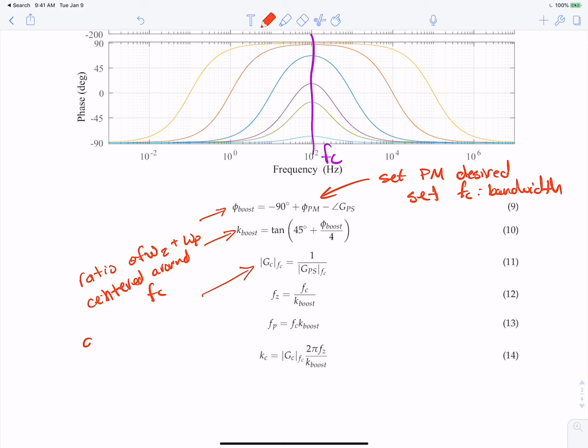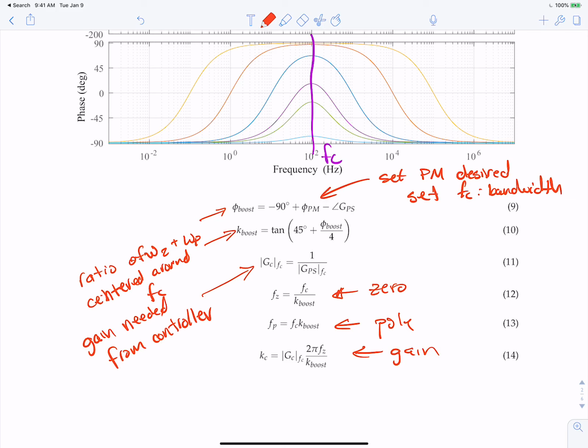This is the gain needed from the controller. Same thing. And once you calculate these three, equations 12 through 14 will give you the zero, pole, and gain of the controller. So this is the zero, this is the pole, and this is the controller gain.